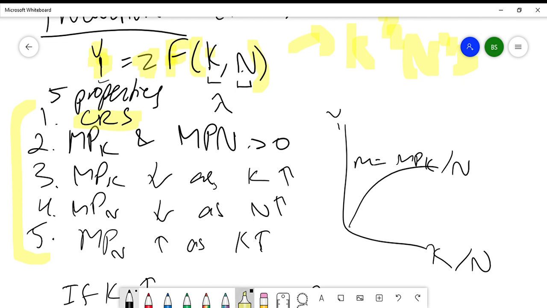Next is that MPK and MPN are both greater than 0. So the marginal product of K and the marginal product of N are greater than 0, which means that adding another worker always gets you a higher Y. It's not going to be like, oh, adding this worker made our entire production actually fall. That would be weird. It's going to increase. It might not increase by the same amount. It might increase by way less, which is what 3 and 4 are for. But it'll always be greater than 0. So by adding another person, you'll always be producing more.